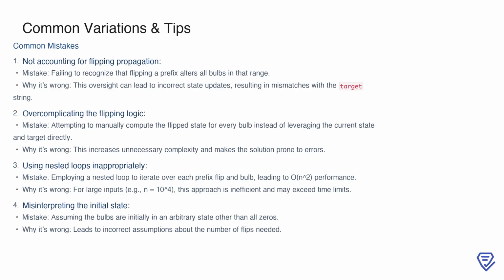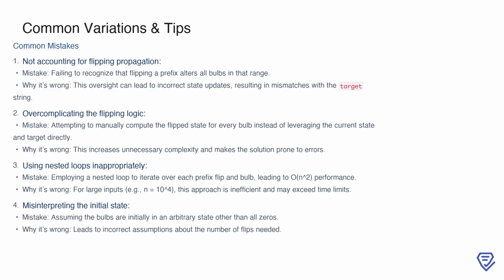In this section, we're addressing some common mistakes that can occur when solving the Bulb Switcher 4 problem. First, it's important to account for flipping propagation. When you flip a prefix, it doesn't just impact one bulb, it alters the state of all bulbs within that range. Missing this detail can lead to incorrect state updates and mismatches with the target string.